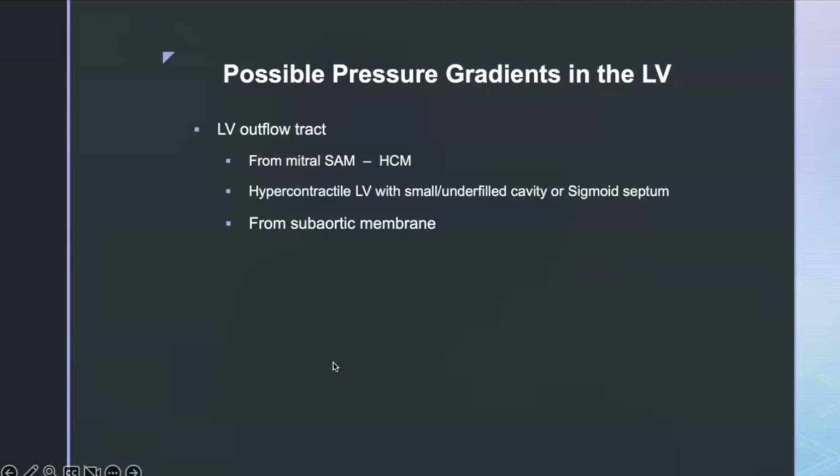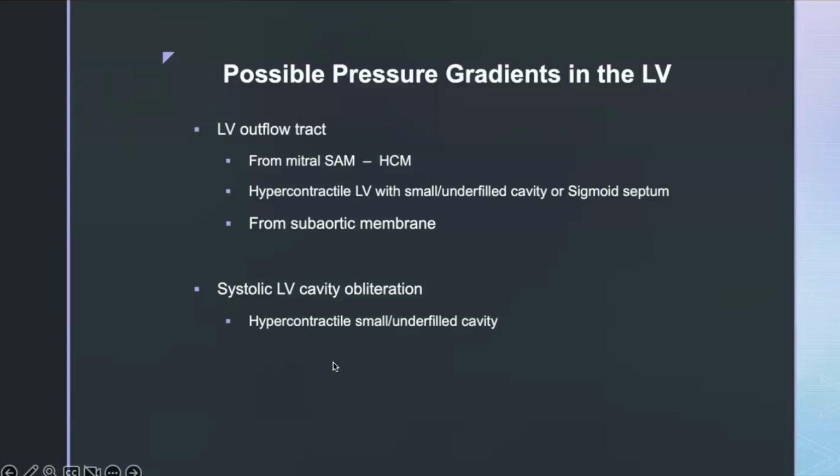There are a few things that we see it in. One is mitral SAM in patients with hypertrophic cardiomyopathy, a hypercontractile LV or small underfilled cavity with a sigmoid septum, and then a subaortic membrane. So the key here is where the gradient is. This is a gradient in the LV outflow tract. Contrast that to a cavity gradient, a gradient in the actual LV.